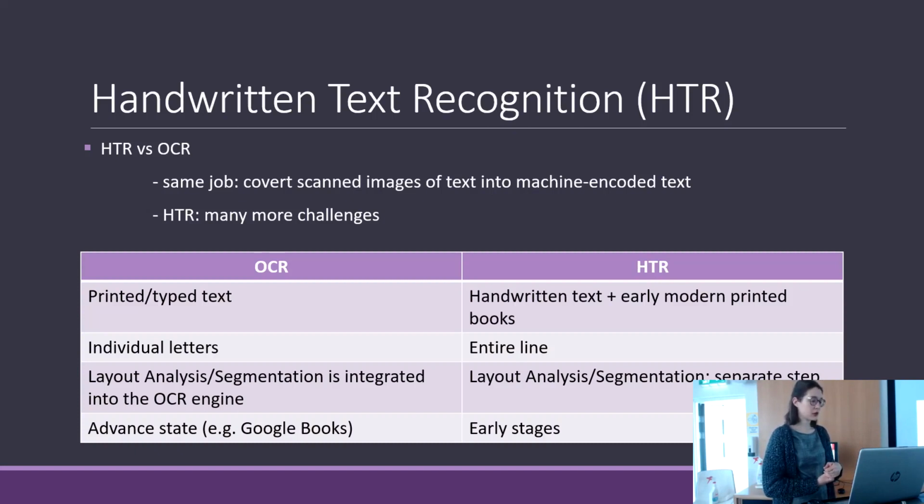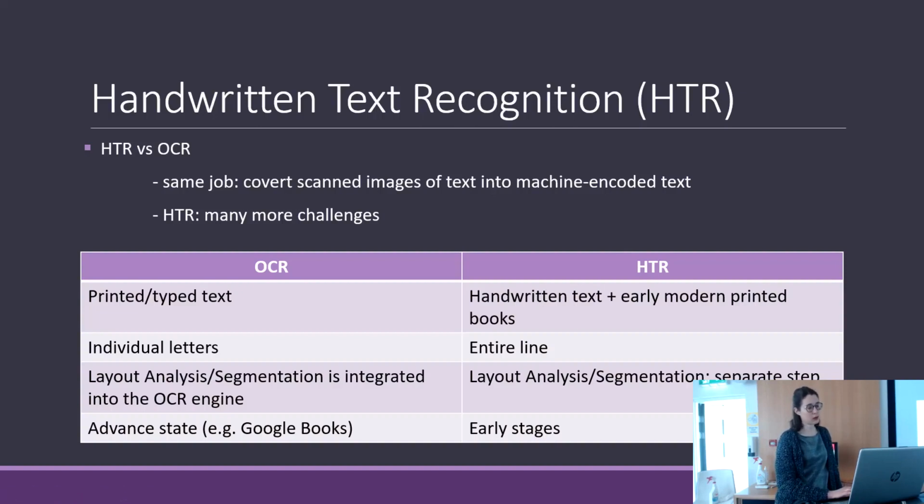Handwritten text recognition faces many more challenges, because in handwritten documents the hand can be very different. The letters are not always the same, so even if it is one hand, it's not so regular. So these are the main challenges: the different hands and the different shapes of the letters. So it's not regular, and we need a different technology for handwritten documents.